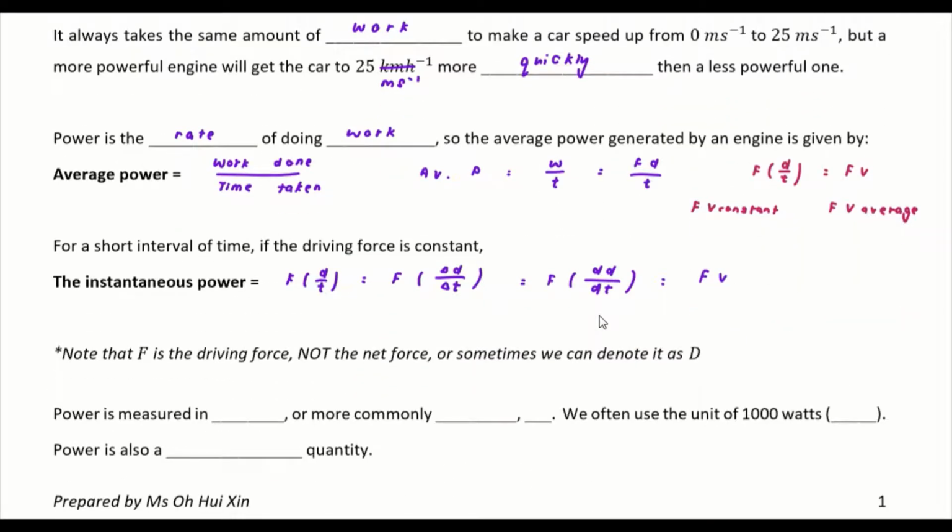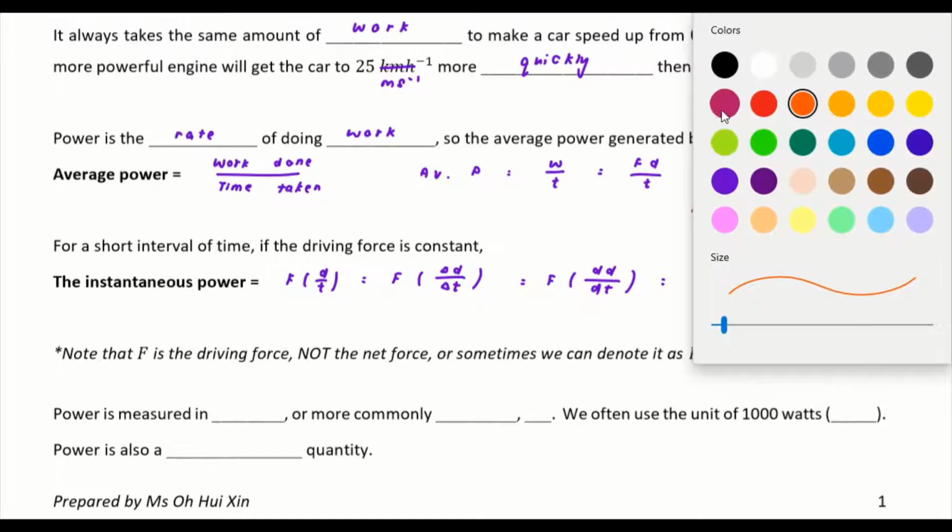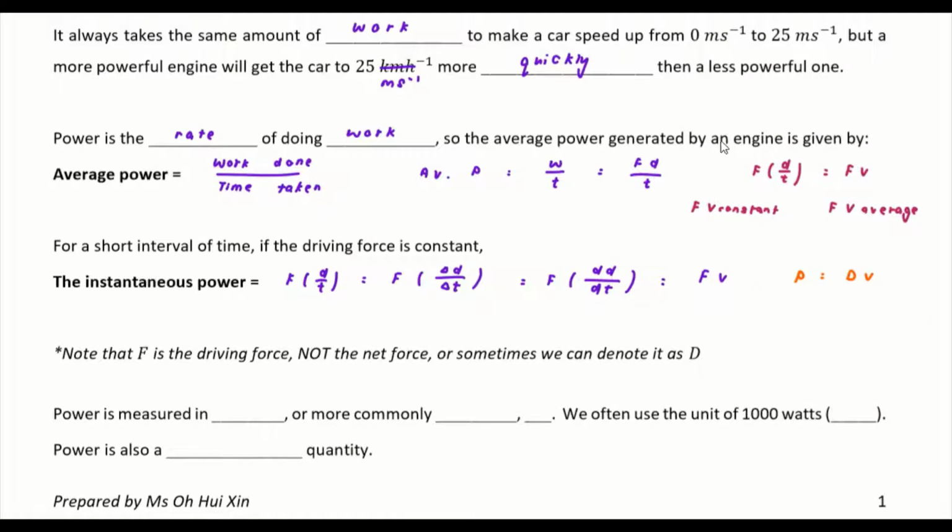So sometimes, so that you do not confuse yourself, they will use a big D instead of F here. So you can always remember that P equals DV instead of FV. This way you have an idea that you should use the driving force, not the net force. Normally, all the questions that we are going to look at later are about cars, so it's all about driving force, and we can just change it to D instead.